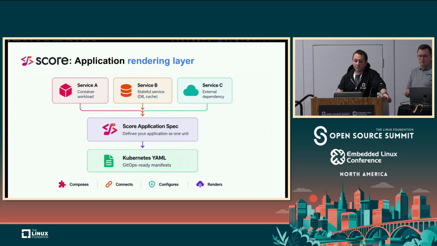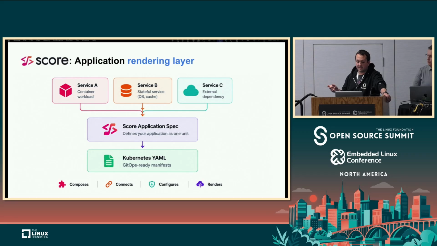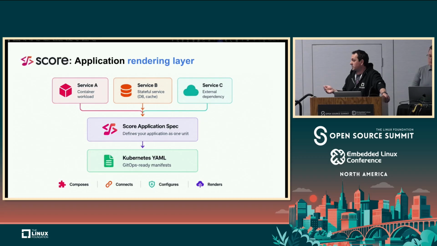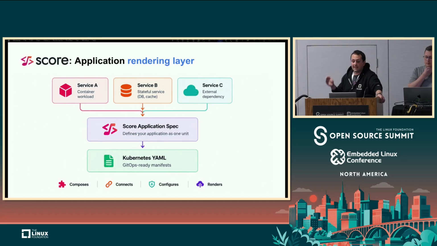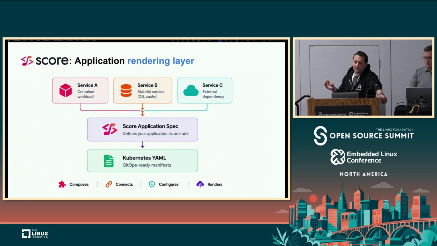So next, Score allows you to compose all of these application parts together. It generates the manifest to all the connecting services and dependencies. It applies the configuration. It applies the policies, the references. And then in our case here, it's going to render everything as Kubernetes manifests. So the outcome is we get clean, consistent YAML output from a single YAML file that is easy to write and manage for both humans and AI agents.